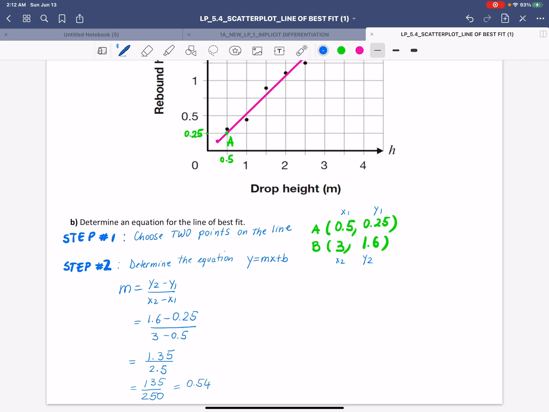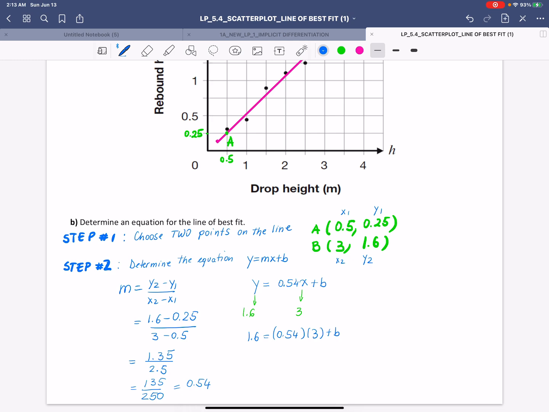So once we find the slope, we substitute into the equation. And then we start searching for b. In order to find the coefficient b, we will need to use either one of these points. And I'm going to use point B in here. So y equals 1.6 and x equals 3. That will change the equation to make it 1.6 equals 0.54 times 3 plus b.